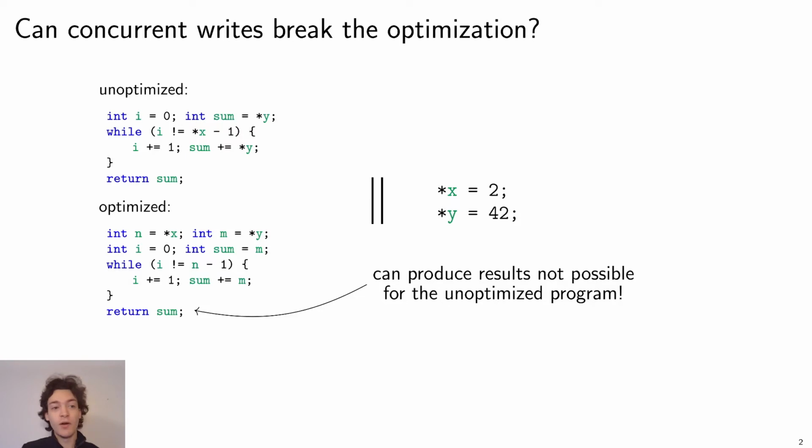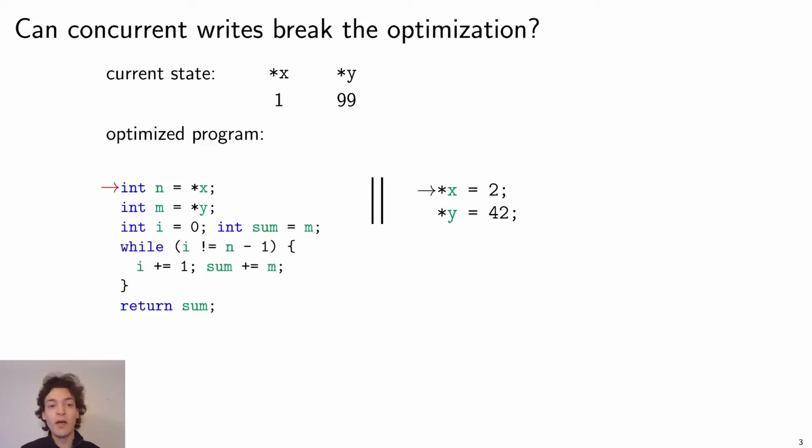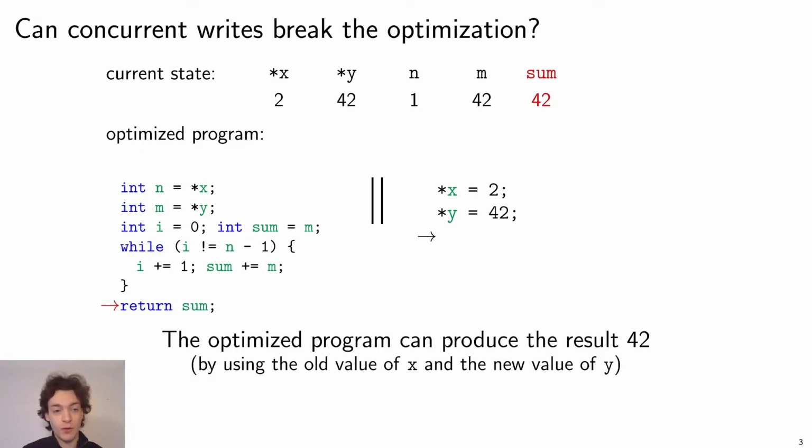As an example, assume that we execute the optimized program in a state where initially x is 1 and y is 99. First, the thread on the left loads from x and n gets the value 1. Then the scheduler switches over to the other thread and writes the new values of x and y. And after that, the left thread reads y into m, seeing the new value 42, and the remaining code on the left is executed. In this case, the optimized program produces the result 42 by using the old value 1 of x and the new value of y written by the other thread.